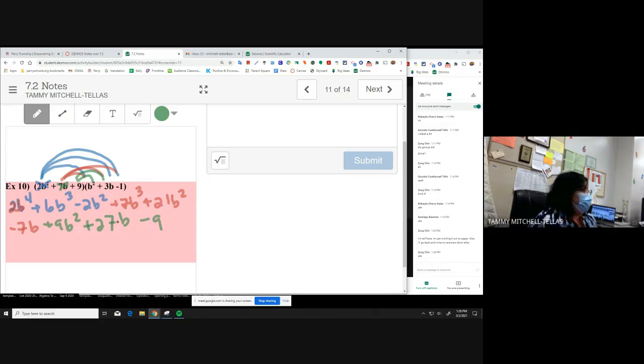All right, now go back and gather up your like terms. Start with 2b to the fourth. It's in the front. It has the highest exponent. Then gather up your to the third powers. Gather up yours to the second powers. Gather up your b's. Minus 9 will be last, and it won't have anybody to get with. So we're combining what we did today with what we did yesterday.